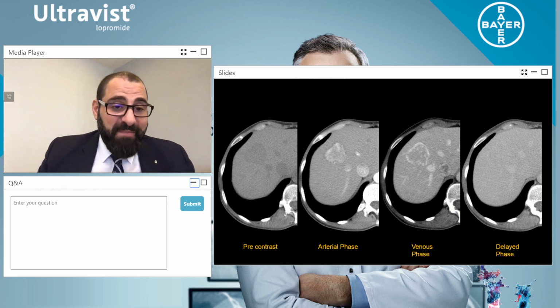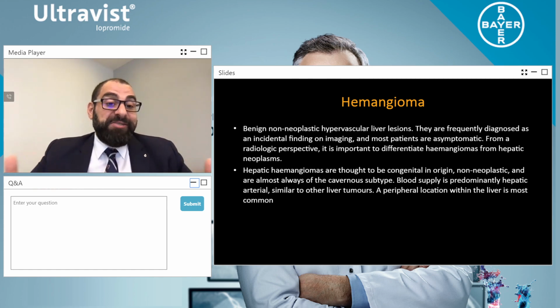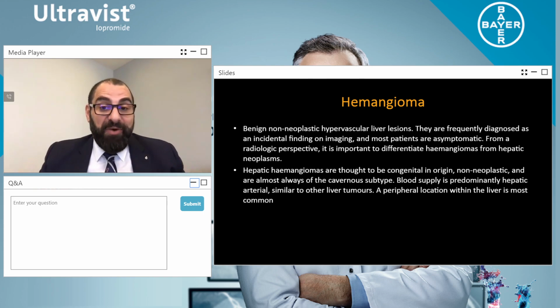Now let's talk about hemangiomas. These are benign, non-neoplastic hypervascular lesions. If you just think about a Christmas tree with light bulbs, they like to turn on and off, and they all turn on at once.